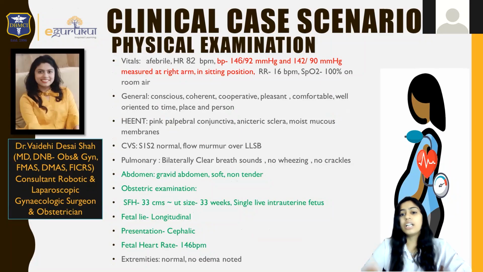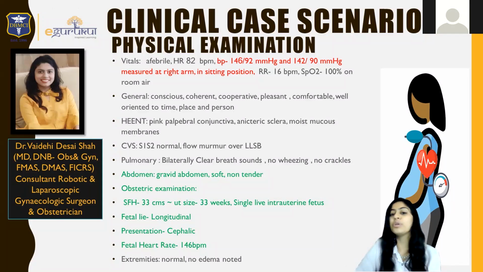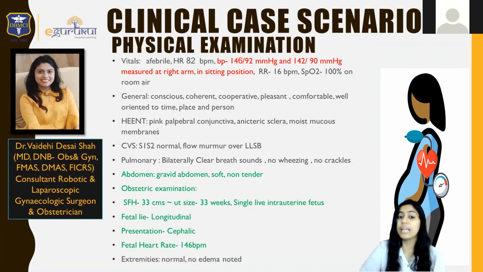Remember that in pregnancy, the right arm in the sitting position is considered the ideal way of measuring blood pressure. These were two occasions when blood pressure was measured, 4 hours apart. That is why I have mentioned 2 BP findings. Respiratory rate was 16 breaths per minute. SpO2 is 100% on room air. On general examination, the patient is conscious, coherent, cooperative, pleasant, comfortable, and well-oriented in time, place, and person.